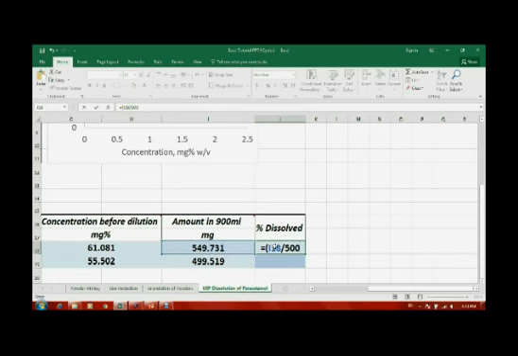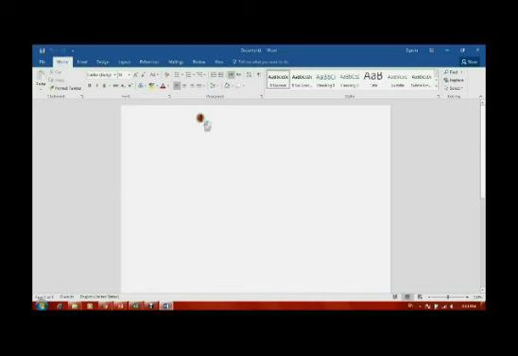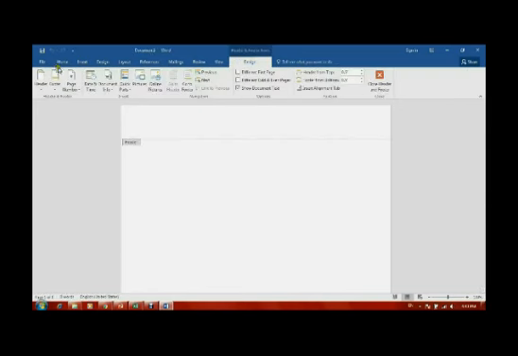And finally, to calculate the percentage dissolved, remember, it is equal to the amount in 900 mLs divided by the claimed amount or labeled amount, which is in our case equal to 500 milligrams times 100%.